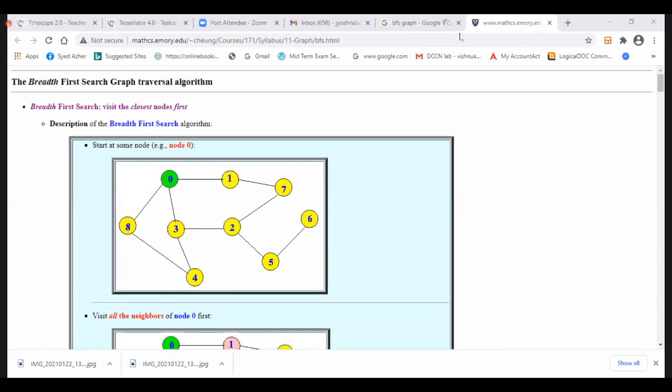What is the next vertex from the queue? 7. So what are the adjacent vertices for 7? 2 and 1. 1 is visited, right? Only 2 I should consider. So look here: for 7, the adjacent vertex is 2.